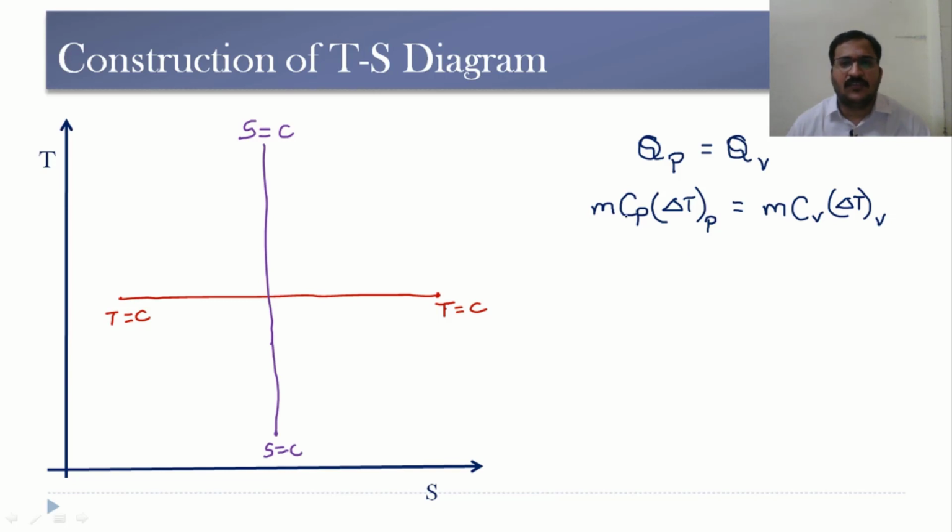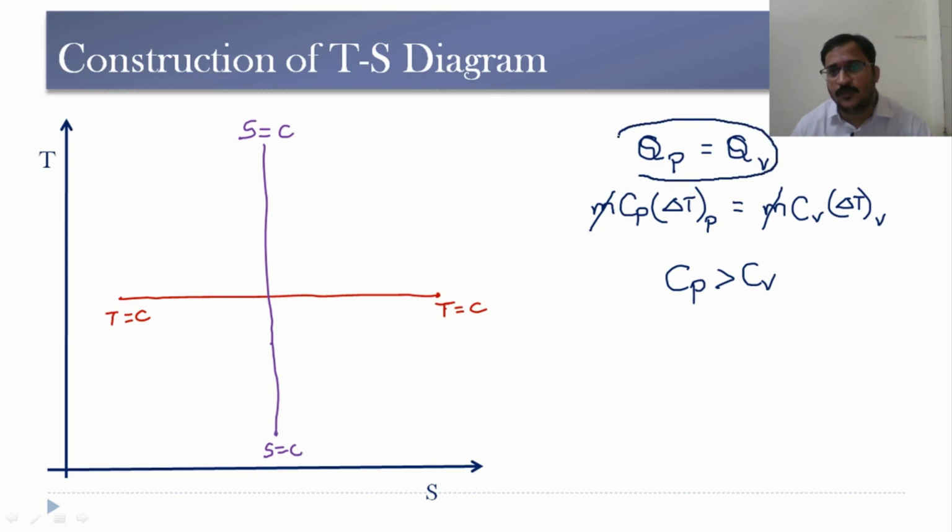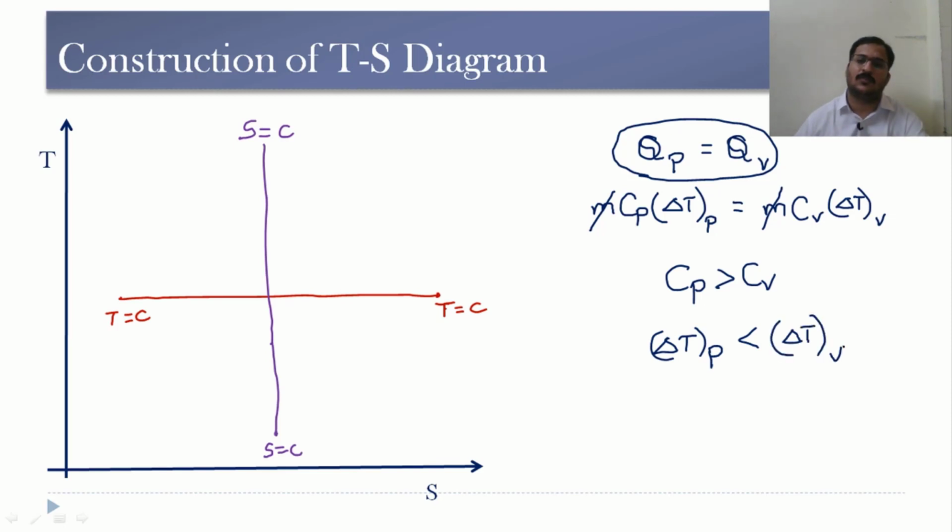Now, if we consider the mass to be the same for both the cases, then the mass gets cancelled, and we know that for gases, Cp is always greater than Cv, and the relation is Cp minus Cv is R. So, as Cp is greater than Cv, in order to balance this equation, if the heat transferred during the constant pressure process and the constant volume process must be equal, then the change in temperature during the constant pressure process must be less than the change in temperature during the constant volume process.